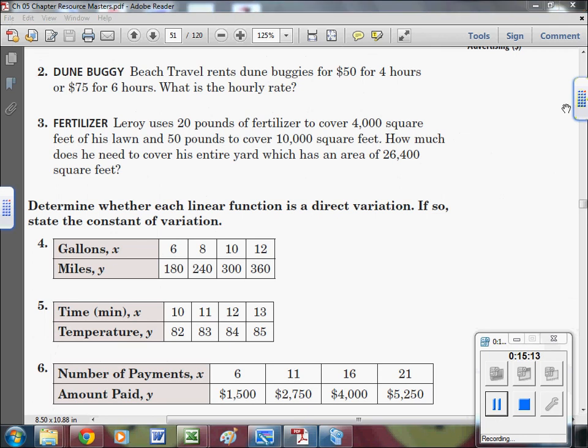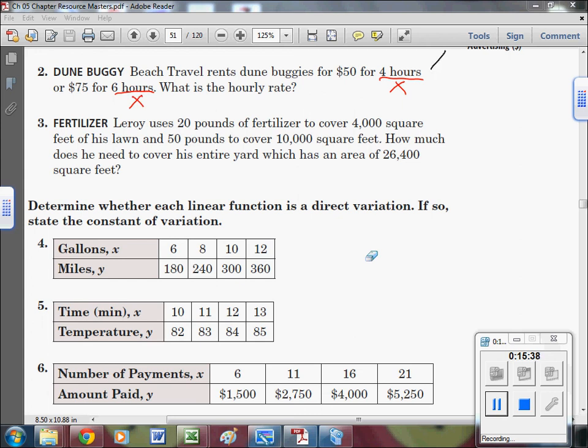Let's take a look at question number 2 on the screen. All right, so for question number 2, it's about dune buggies. It says Beach Travel, looks all capital, so it's the name of a company. So Beach Travel rents dune buggies for $50 for 4 hours or $75 for 6 hours. You as the customer, you're going to choose how long you want to keep it. So hours is what you're going to choose.